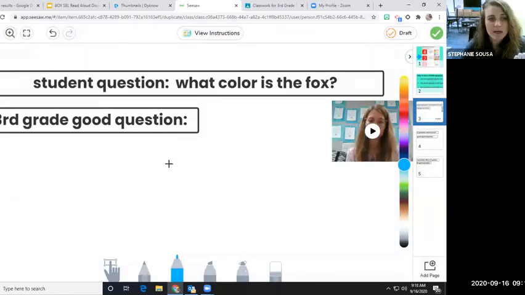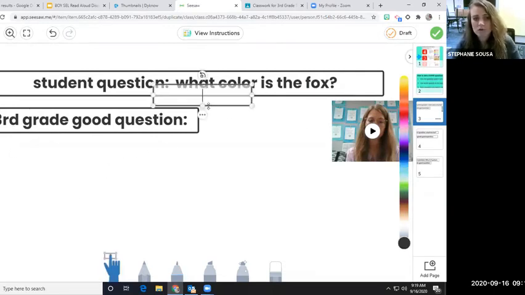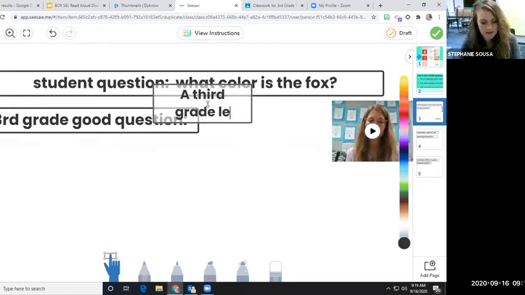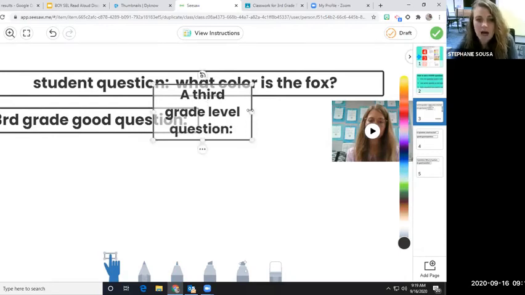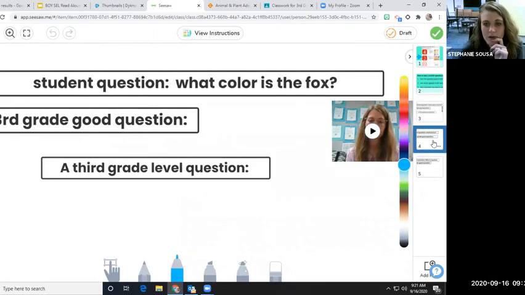Okay, here's slide 3. What color is the fox? Well, that's boring. What fox? What fox are they talking about? Is it a fox that's in space and it's imaginary? Is it a fox that's in a real forest? So we need to be more specific. So you're going to use the label tool to write a 3rd grade level question. You're going to make this a more beefed up, thicker question.